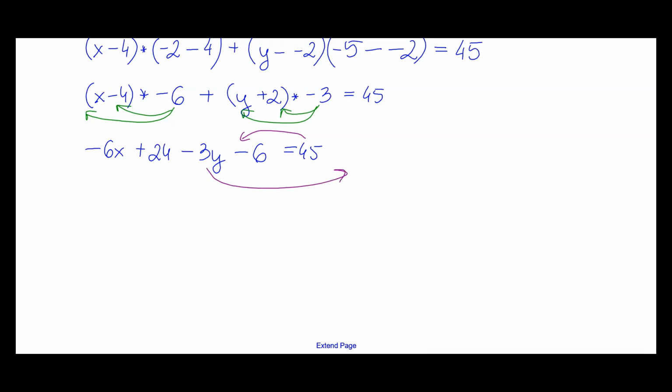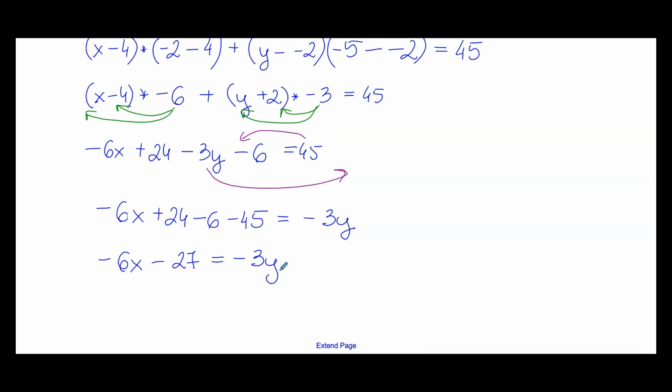I'm going to move 3y to the other side. So on this side of the equation, I have minus 6x, I have plus 24, I have minus 6, I'm moving 45, therefore changing the sign to minus 45, and minus 3y moving to the other side. So my minus 6x is all good. Now I have to put all these numbers in my calculator. So 24 minus 6 minus 45 together, that will be minus 27.